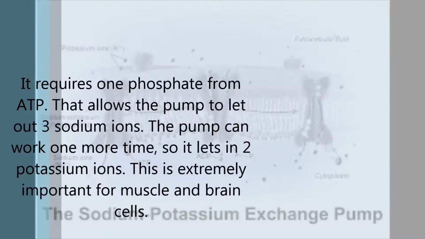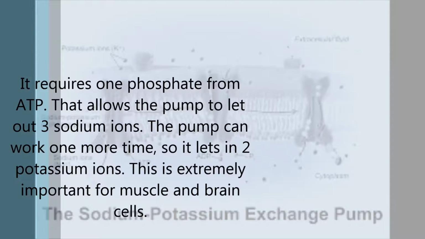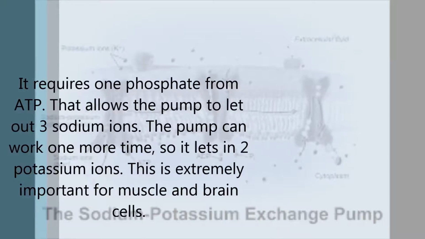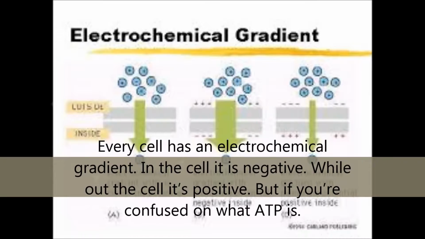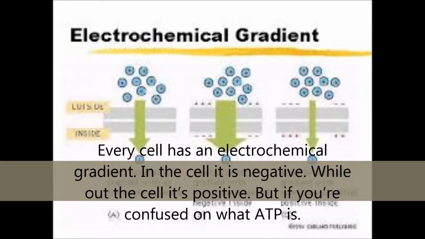It requires 1 phosphate from ATP. That allows the pump to push out 3 sodium ions. The pump can work one more time, so it lets in 2 potassium ions. This is extremely important for muscle and brain cells. Every cell has an electrochemical gradient. In the cell, it is negative, while outside the cell, it's positive.